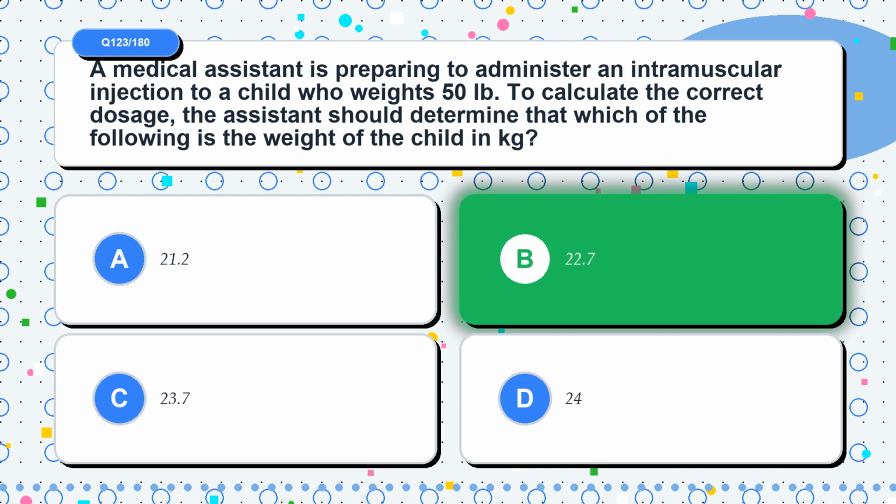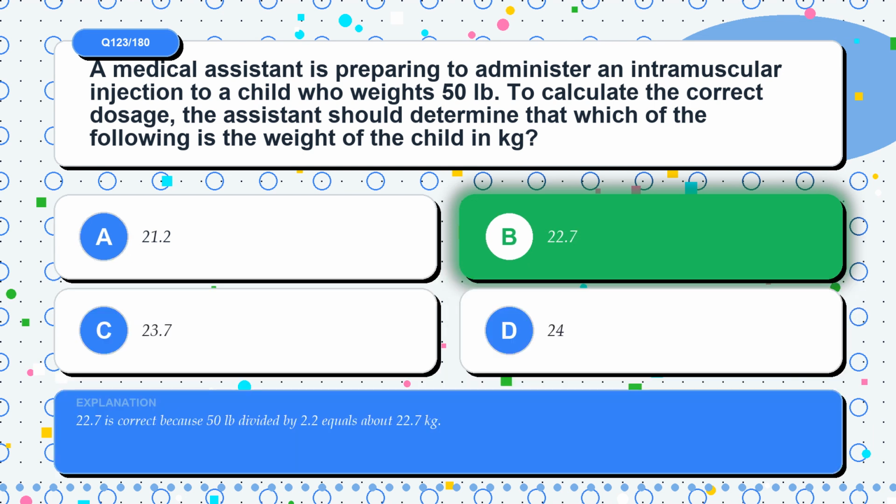The correct answer is option B. 22.7. 22.7 is correct because 50 lb divided by 2.2 equals about 22.7 kg.